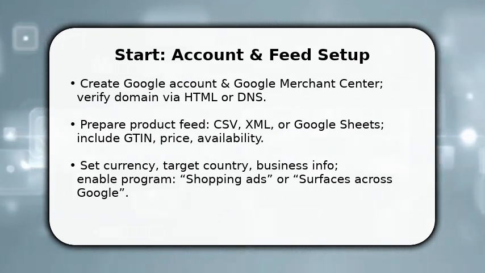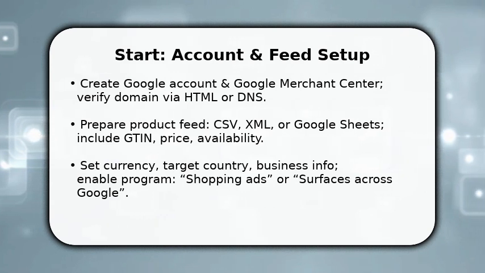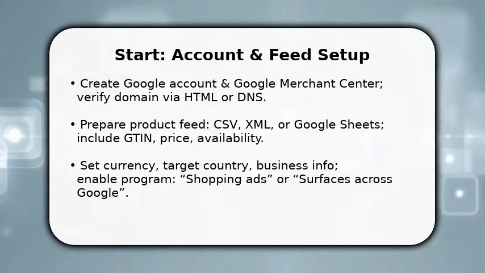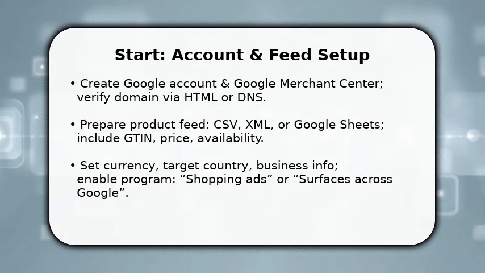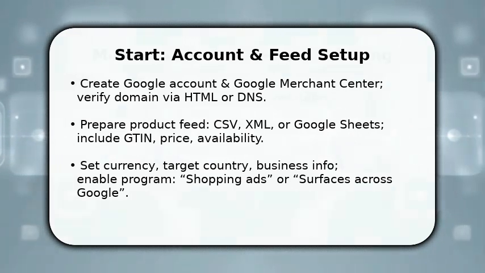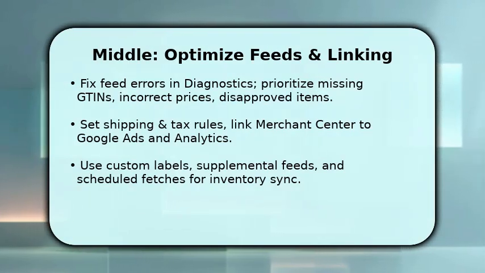Next, enable the shopping program or surfaces across Google so products can be listed. This gets your data into Google systems and ready for review. Now you focus on quality and connections because good data drives visibility.